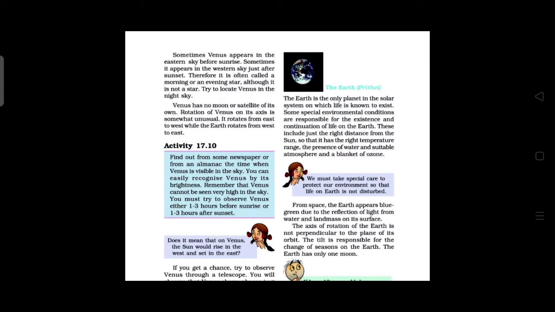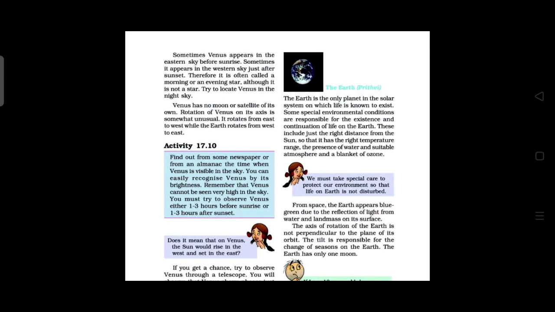Then about earth. We all know about earth, right? The Earth is the only planet in the solar system on which life is known to exist. We are living on Earth, right? Some special environmental conditions are responsible for the existence and continuation of life on the Earth.